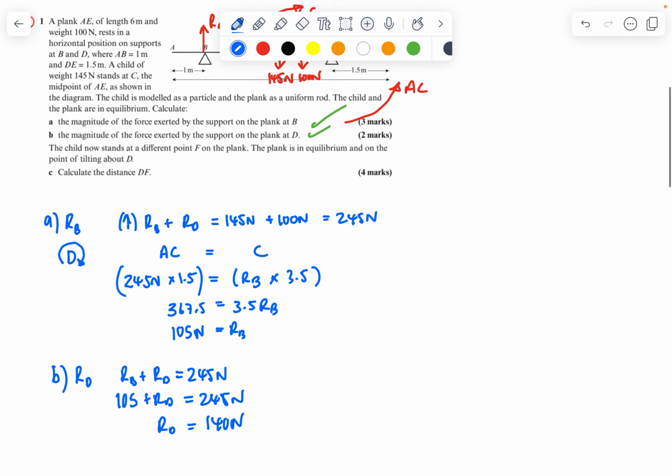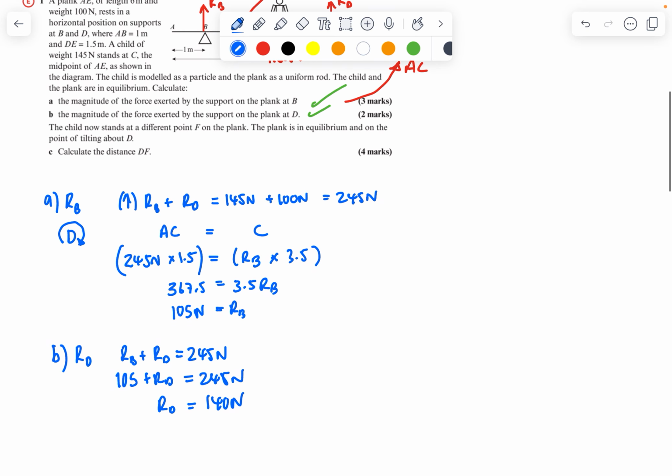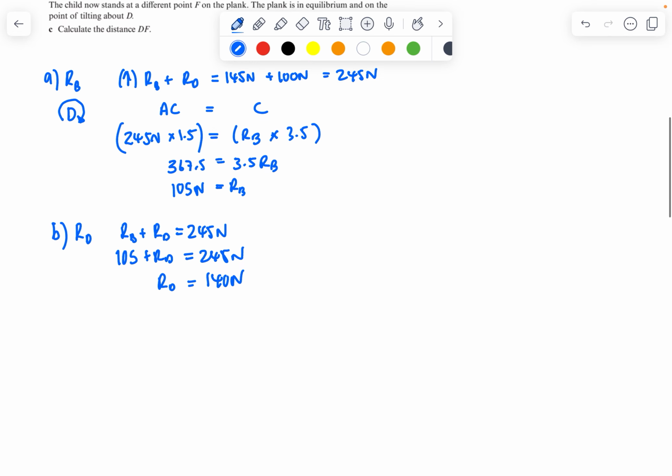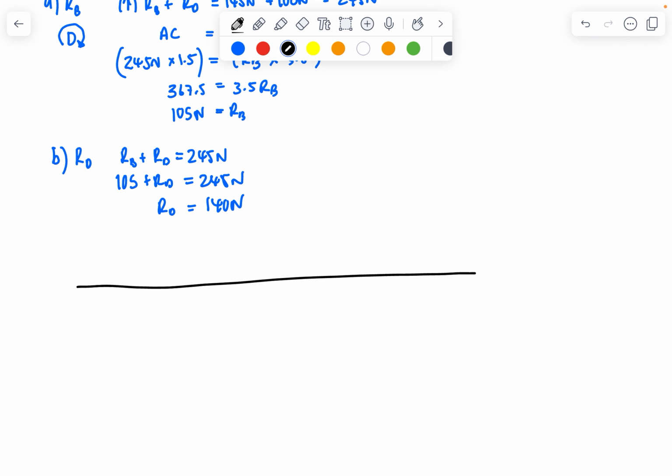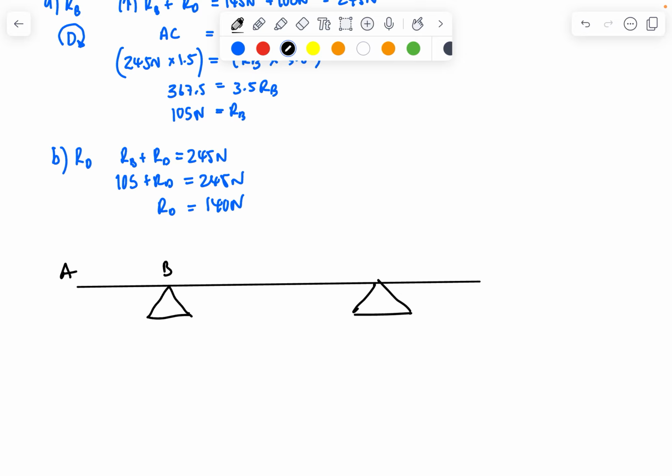Now, the child moves and stands at a different point F on the plank, and the plank is in equilibrium on the point of tilting. That's the key word about D. Right, so that means now we've got our plank. We've got a support at B and a support at D. And our child has moved position. So what have we got? We've still got the weight of the plank, which, because it's uniform, is in the middle.